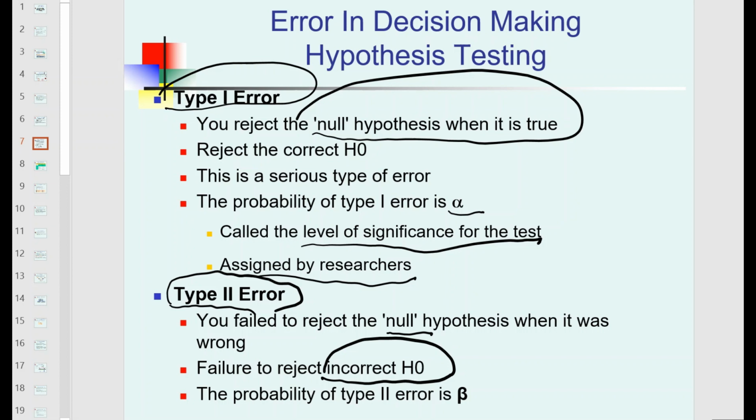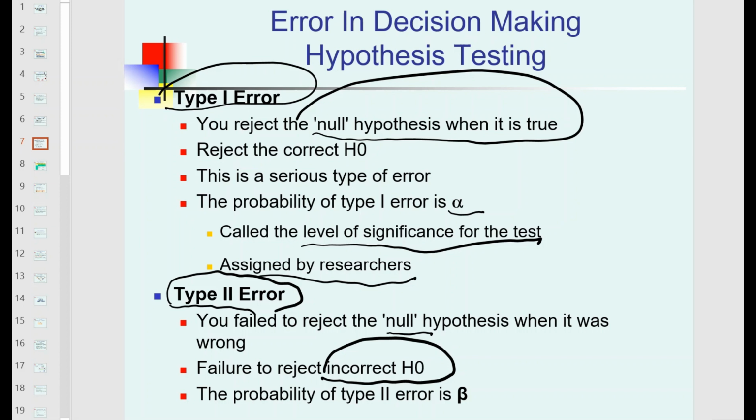But usually in hypothesis testing, we always say reject and do not reject. We don't say accept. We say reject H null or do not reject H null. That's why in type 1 and type 2 error we didn't say accept. We say you reject the null hypothesis when it is true. But basically, what you need to do is not reject when it is true. And for type 2 error, you fail to reject.